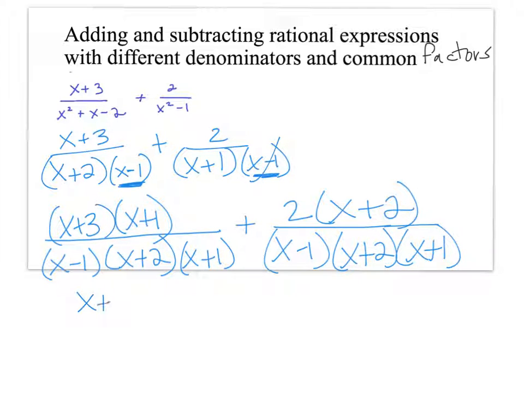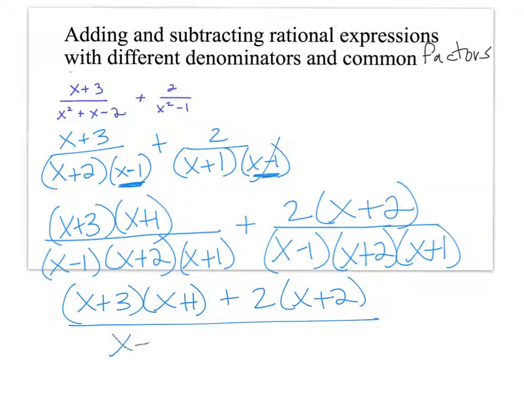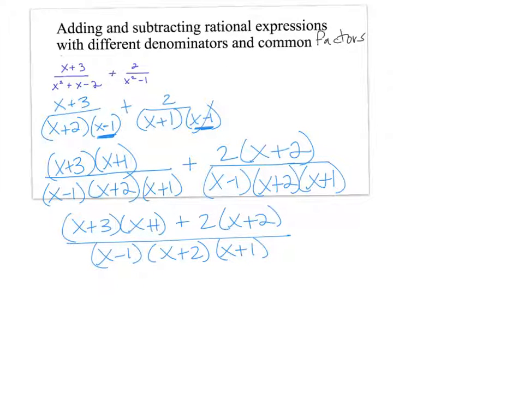So I'm going to get x plus 3 times x plus 1, plus 2x plus 2, and that's all over x minus 1, x plus 2, x plus 1. Now I wish that I could cancel out some of these, but because of this adding symbol and I'm not multiplying straight across, I still have to work with what's up top here. So what I'm going to do is FOIL out x plus 3 and x plus 1.